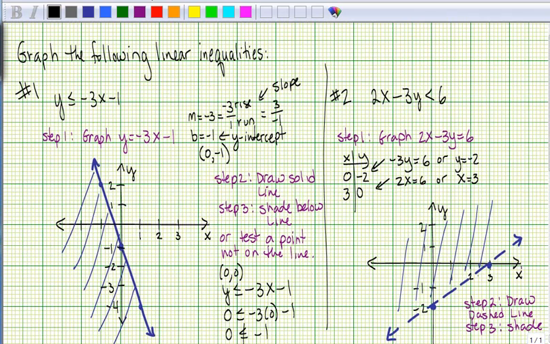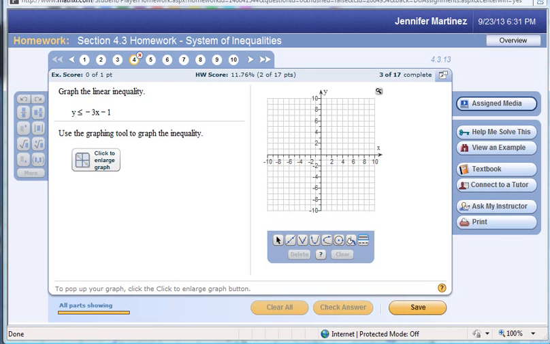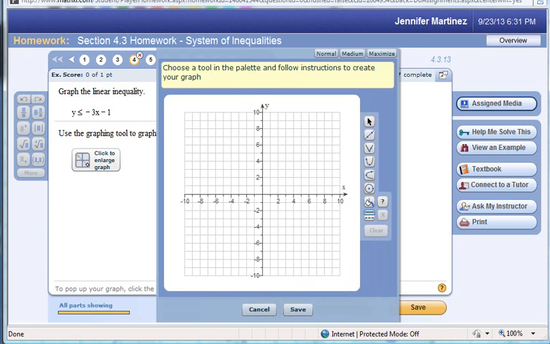Okay, last thing I'm going to do is show you how to use the graphing tool, and I'm going to do it with the first one, because the first one is a homework question from your online homework. If you notice, this is the same question. So to graph this on the grid, I'm first going to click to enlarge the graph, and I'm going to start with the y-intercept. We remember the y-intercept was negative 1. So you have to use the line tool first; if you didn't click on it, click on that, and you're going to plot the first point, which is negative 1.